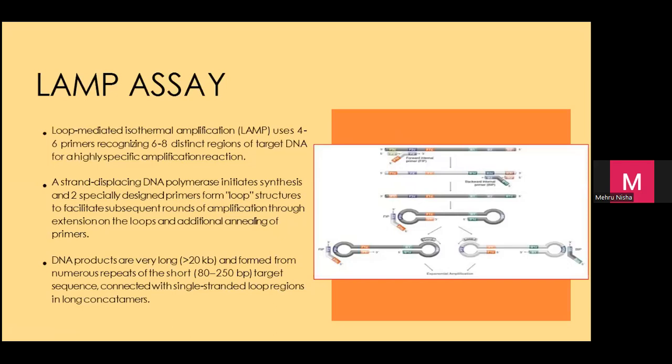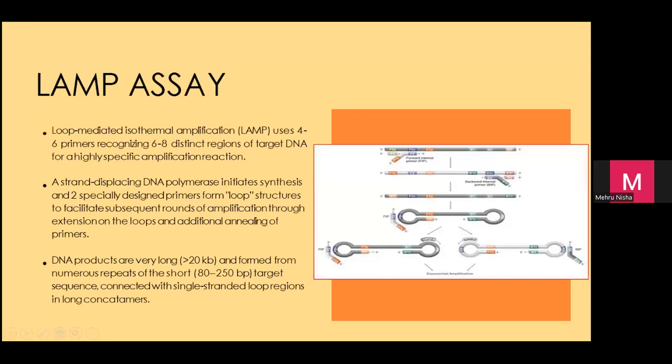And kalau tube tu bertukar warna, then we say it's actually positive. So these are some of the explanation. A strand-displacing DNA polymerase initiates the synthesis, especially from the loop. So the primer will go here and synthesize. Lepas tu akhir sini dia akan buat macam loop, synthesize. Lepas tu akhir sini dia akan buat loop.